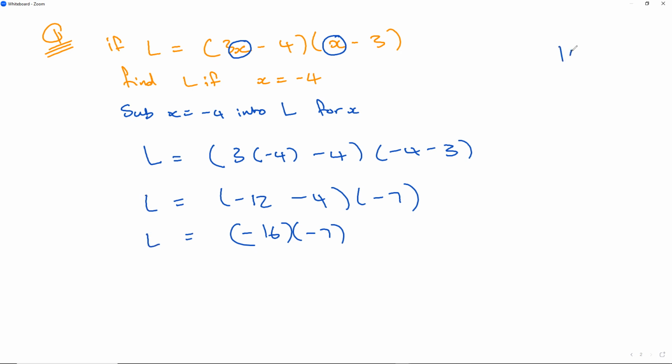So what is 16 times 7? 6 times 7 is 42. 7 times 1 is 7. Plus 4 is 11. So that's 112. A negative times a negative is a positive. So L will equal 112 for that first question over there.